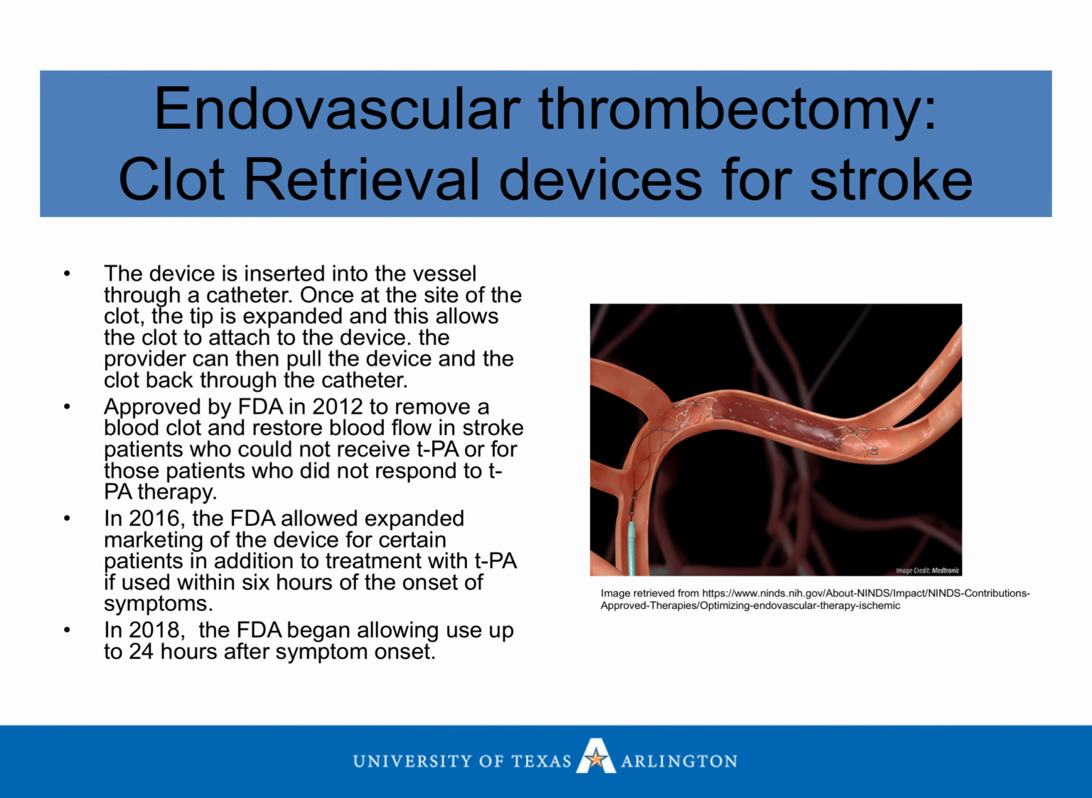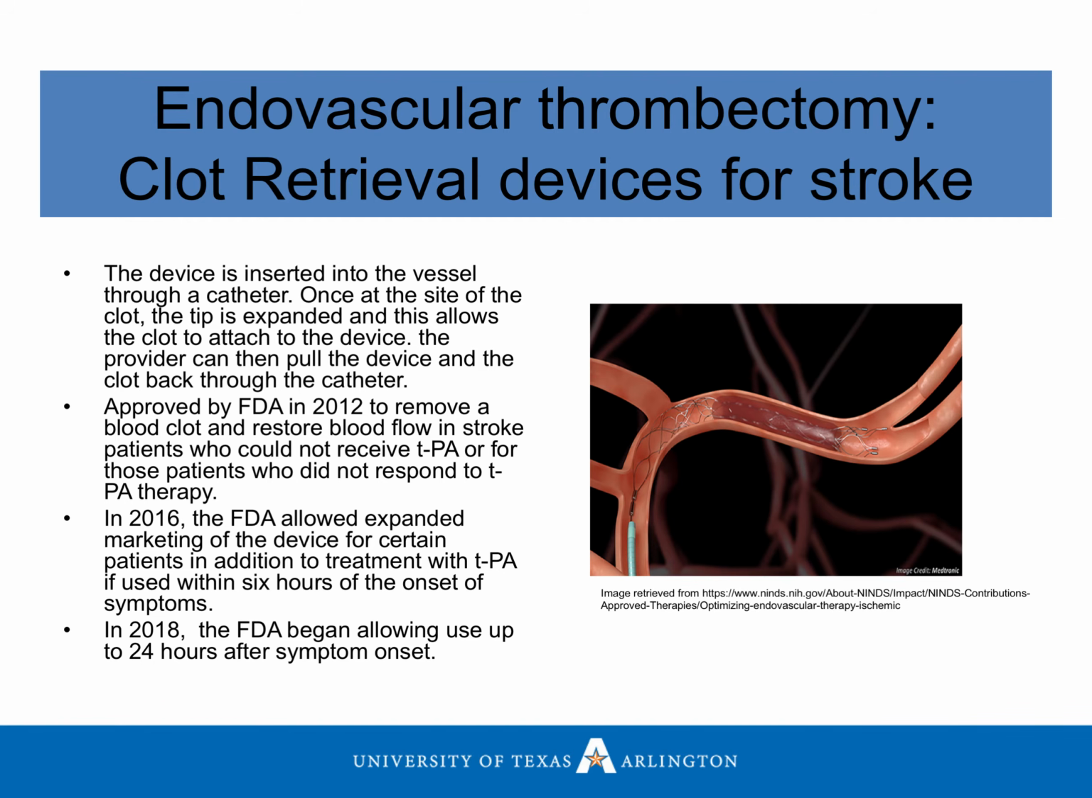So if TPA is not enough, or TPA is contraindicated, there is also an endovascular thrombectomy. And what that is, is a clot retrieval device. This device is inserted into the vessel through a catheter, and once it is at the site of the clot, the tip is expanded. So it's very, very tiny and skinny when it is inserted. And then there is a catheter that it goes through, and the surgeon opens it up. It allows the actual device to grab a hold of the clot, and then they can pull it back out through the catheter.